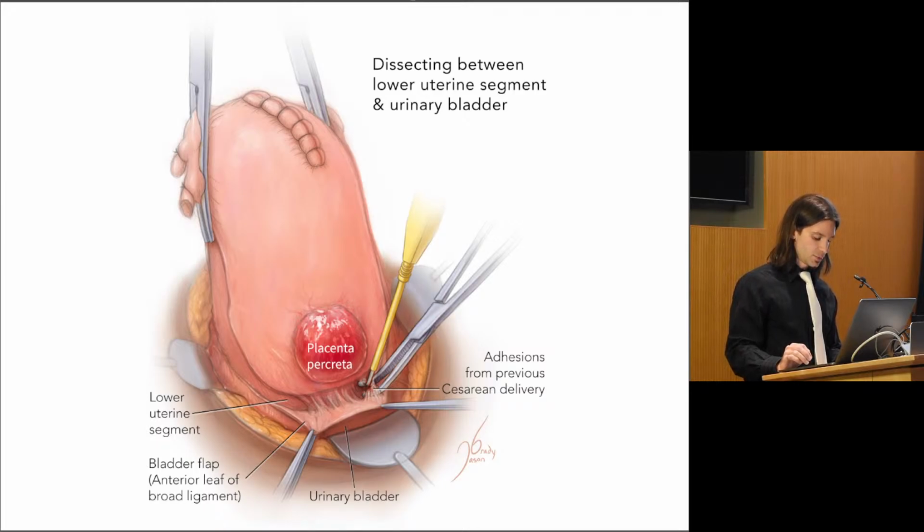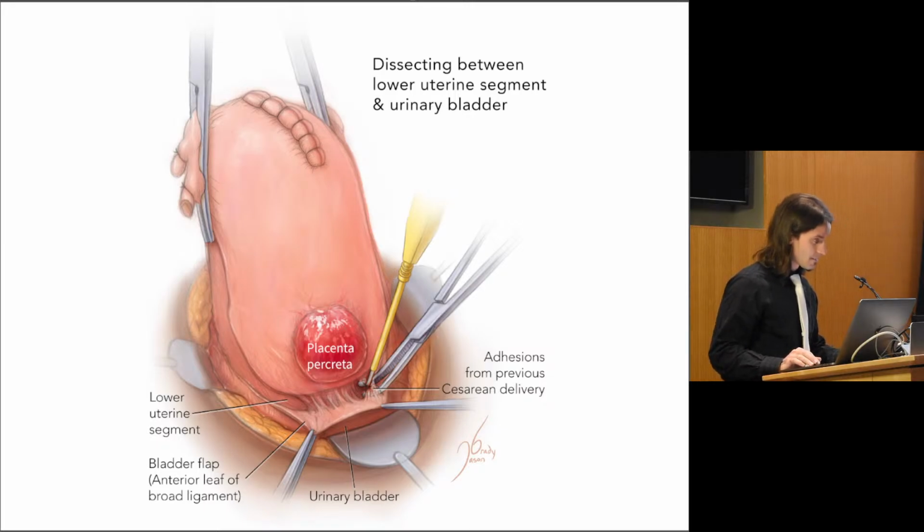The percreta was painted to show its translucency to demonstrate the placenta has invaded through the myometrium and is only contained by the thin serosal layer of the uterus. Thanks for your attention. I now open this up to any questions and comments.